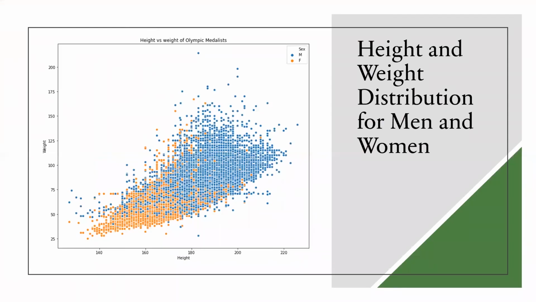Now coming to the height and weight distribution for men and women. It is a scatter plot which is representing the points for male and female. Blue points represent male and orange points represent female. I developed this scatter plot with the help of the Python tool.